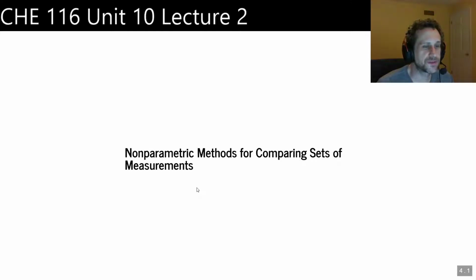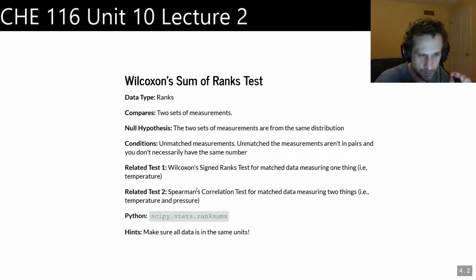So we'll now see a few hypothesis tests that are non-parametric. This first one is the Wilcoxon's sum of ranks test. This is for comparing two sets of measurements. The null hypothesis here is that the two sets of measurements are from the same distribution.